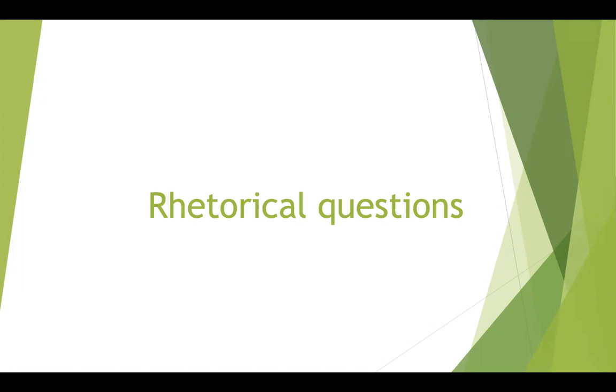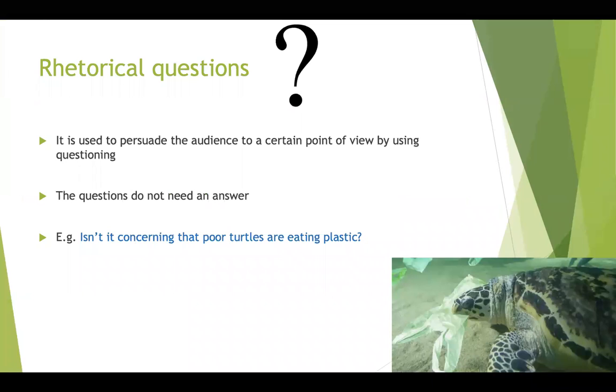Now, we looked at rhetorical questions earlier on in the week, so let's see if we can remind ourselves what they are. So, rhetorical questions are used to persuade the audience to try and think the same way that you're thinking. And remember, the questions don't always need an answer. For example, if we're talking about plastic pollution, somebody might say to you, "Isn't it concerning that poor turtles are eating plastic?" So it doesn't need an answer. They're just trying to make you think and understand that it is a really concerning topic.